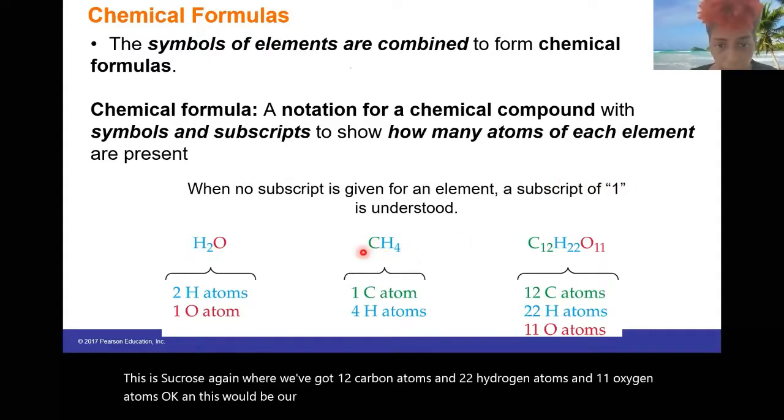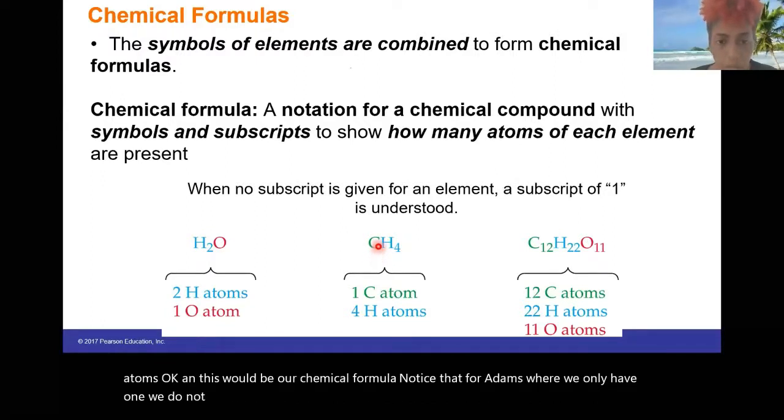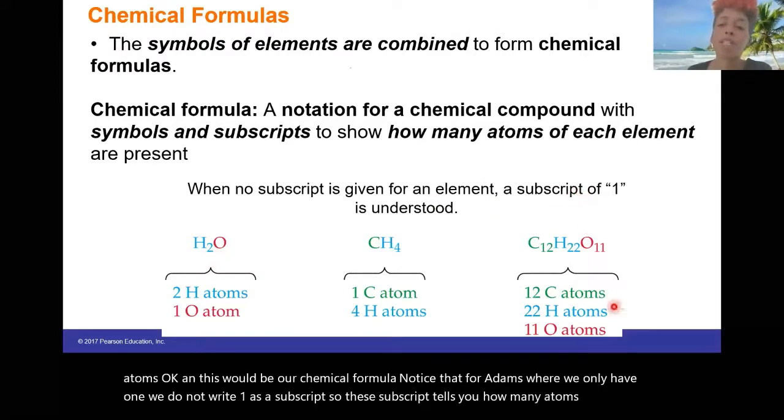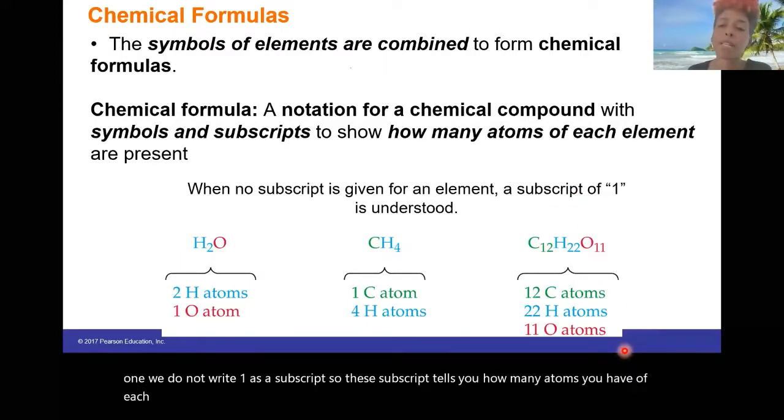Notice that for atoms where we only have 1, we do not write 1 as a subscript. The subscript tells you how many atoms you have of each element present in the compound.